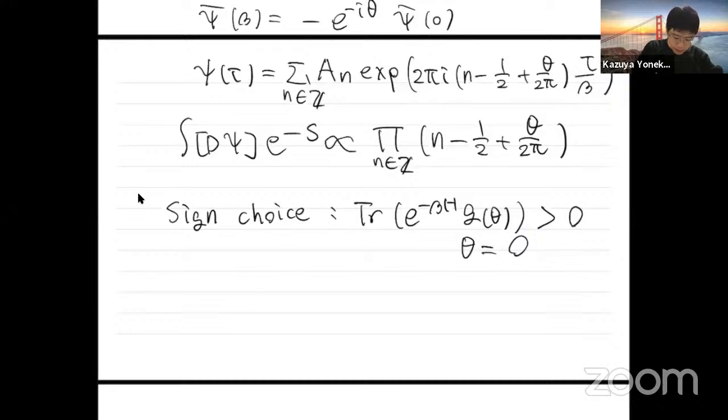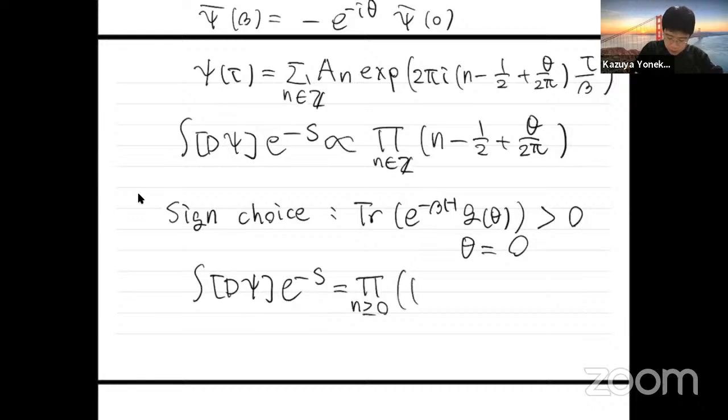Then we can fix the sign. So the result of the path integral can now be written in this way.